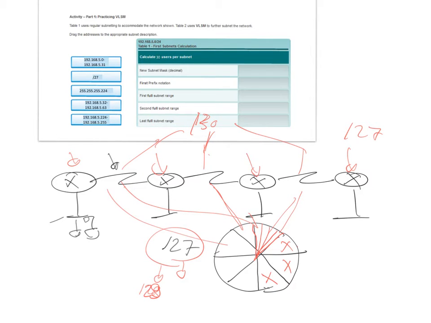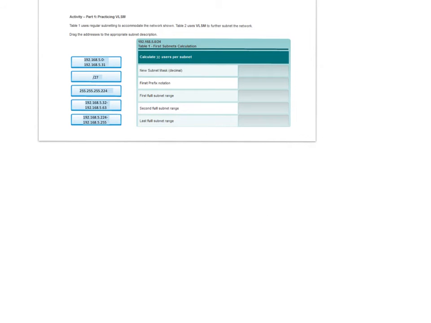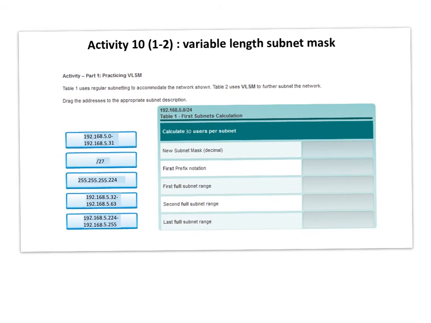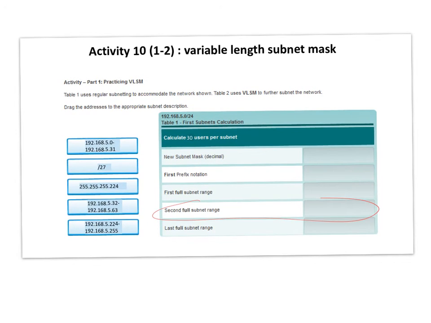So this activity here talks about the fact that from the previous example, if you remember, this is the previous one that we have done before, right? So the second range of IP addresses, for the second subnet, we want to further subdivide it into two subnets using VLSM.